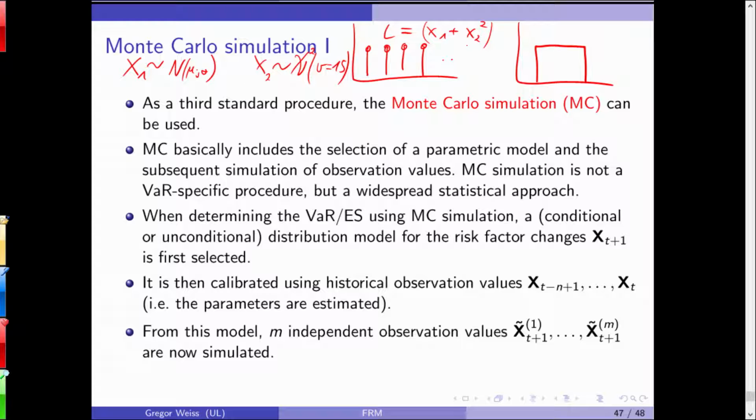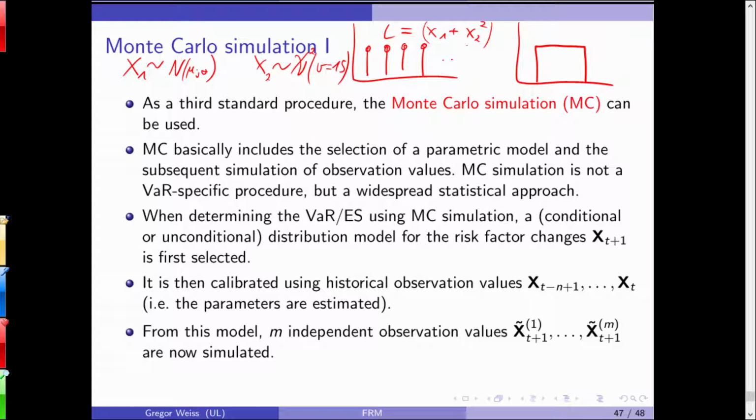You take the risk factors, you make assumptions on the distribution of those risk factors. You don't care how complicated the risk mapping is. You simulate a lot of data points for all risk factors. You insert it into the loss operator. And then at the end, you get m independent observation values, xt plus 1, going from 1 to m. M being 10,000, 100,000, 1 million. You don't simulate 10 or 100 observations. If you want to find out what the distribution of the dice is, you don't throw it 5 times, you throw it 1,000 times, and then you would see the probabilities stabilize at 1 over 6 and so on.